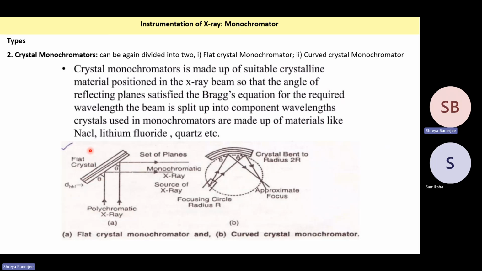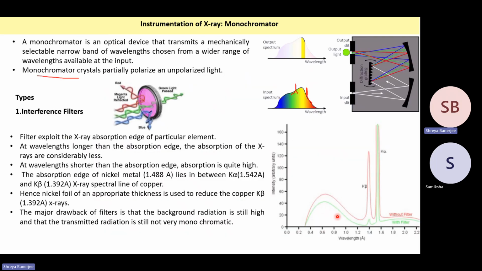Again, we don't need to look into how this is happening, but what the crystal monochromator does is that if you put in a polychromatic X-ray, the result will be a monochromatic X-ray. It will be split up into the different wavelength components. And the crystal can either be flat or it can be curved. This is another way in which the extra additional wavelengths are cut out and you only get the wavelength that you want.